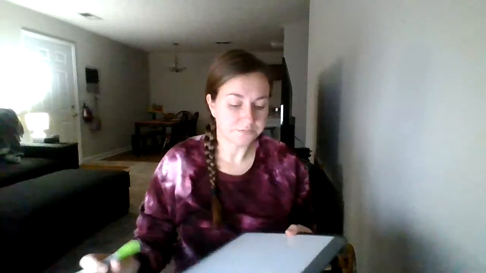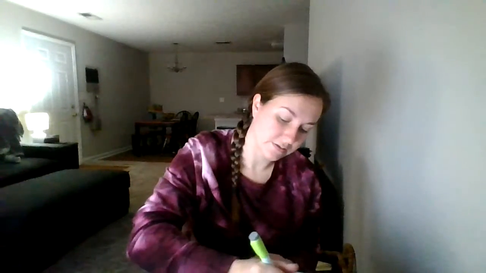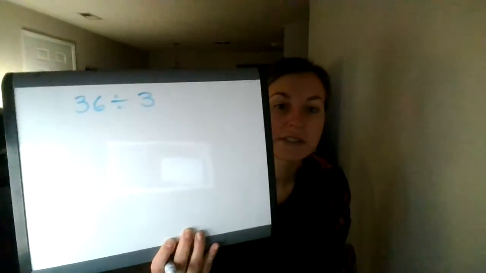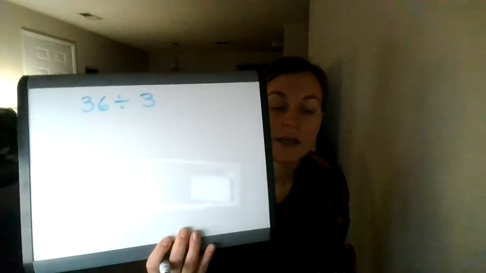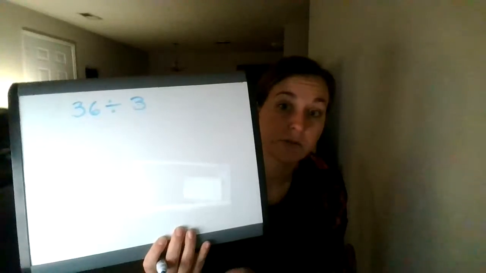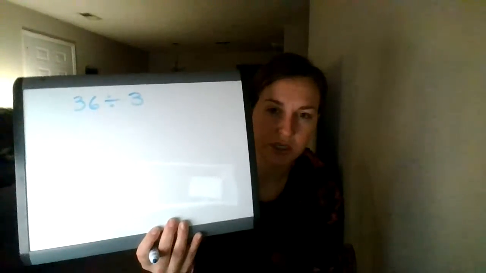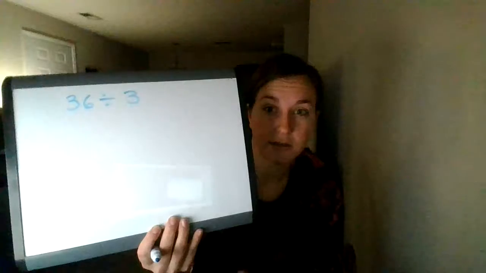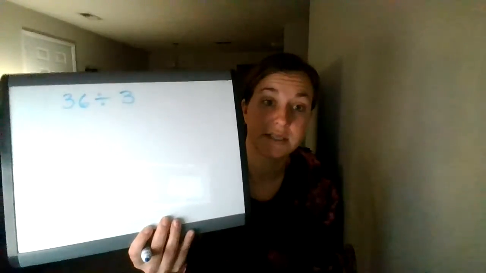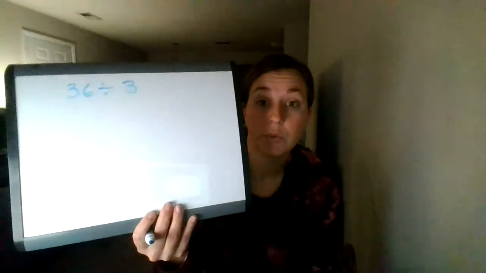All right. So I want us to think about just a basic one right now. So let's think about 36 divided by 6, or divided by 3, I'm sorry. If I have 36 divided by 3, I could think about this as reverse multiplication. I know that 3 times 10 is 30, so then 3 times 11 would be 33, 3 times 12 would be 36. So I know that 36 divided by 3 would be 12.